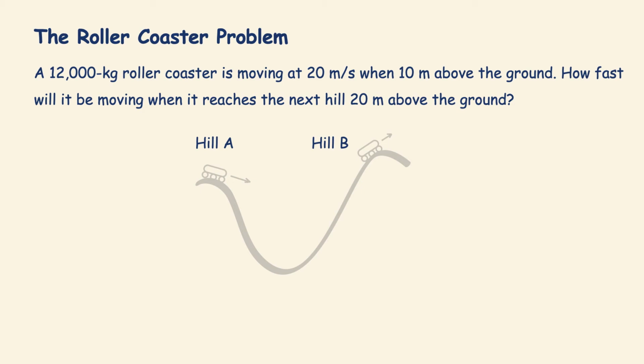The roller coaster problem is a classic example. I have seen it in every textbook from introductory physics. Let's say we have a 12,000 kilogram roller coaster that is moving at 20 meters per second when it is 10 meters above the ground. The question here is how fast will it be moving when it reaches the next hill 20 meters above the ground?